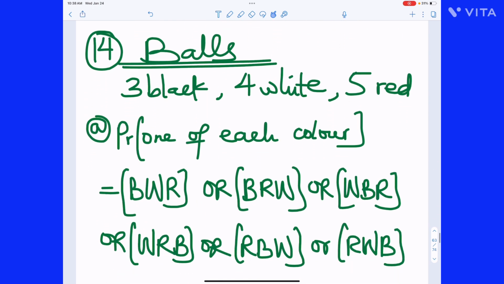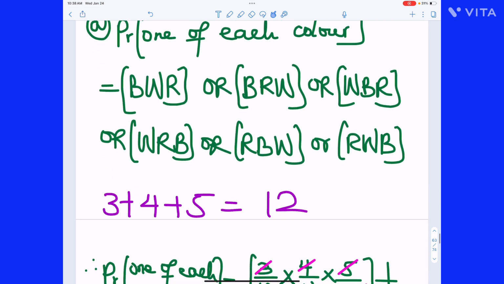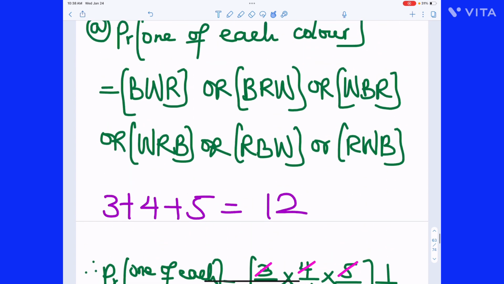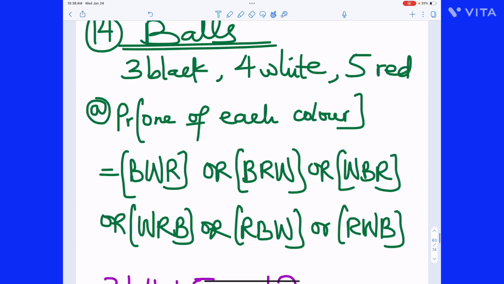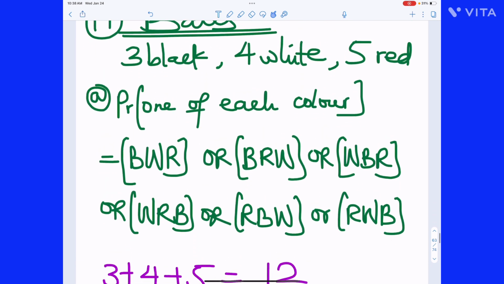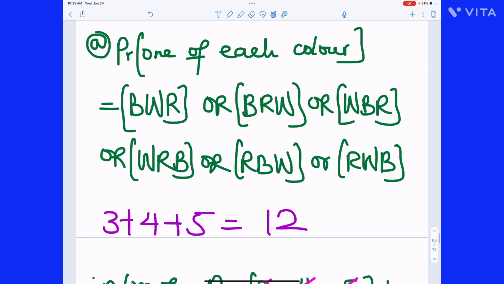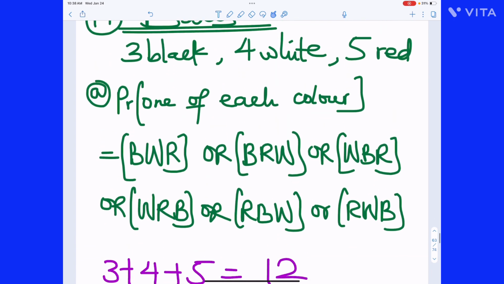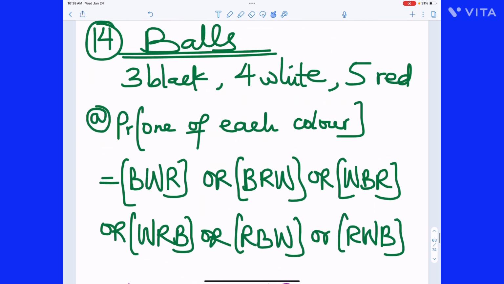Okay, question 14 says in a bag there are 3 black, 4 white, and 5 red balls. If 3 balls are picked at random without replacement, find the probability of picking 1 of each color. 1 of each color means black, white, or red, but the order may now be different. There are different ways that can happen.